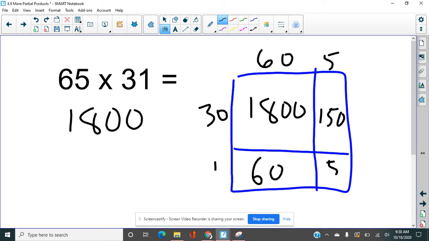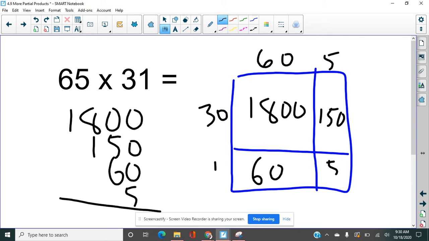All right, let's do the next step. What do I need to do with these 4 numbers? Add them up. All right, go ahead. Let's see if you got it. 5, 11, carry the 1, 10, carry the 1 again, 2,015.